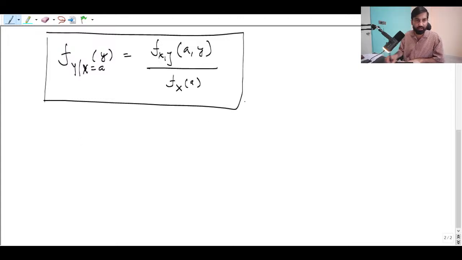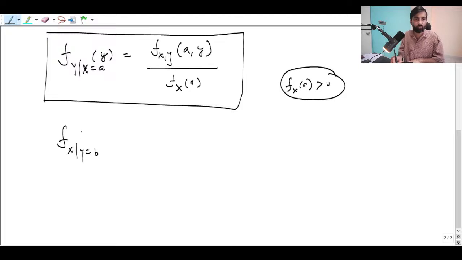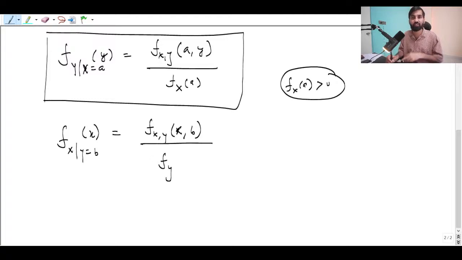Suppose you have been given, and you have to make sure that this f of a must be greater than 0. This is very important. Suppose you are finding the conditional density function for the random variable X, given that Y equal to small b. So this will be a function of X alone, right? Because now Y is constant, Y equal to b. So here you have to use the joint density function f(x, b) upon the marginal density function for the random variable Y at b.